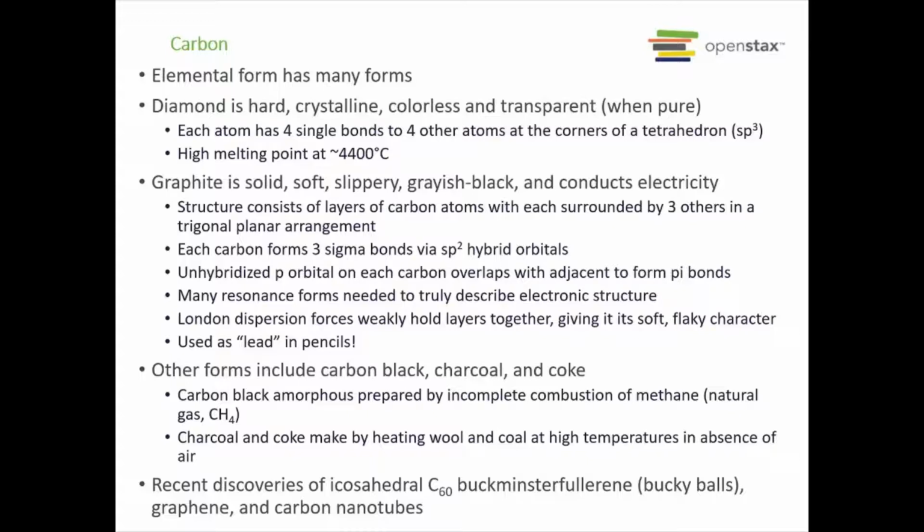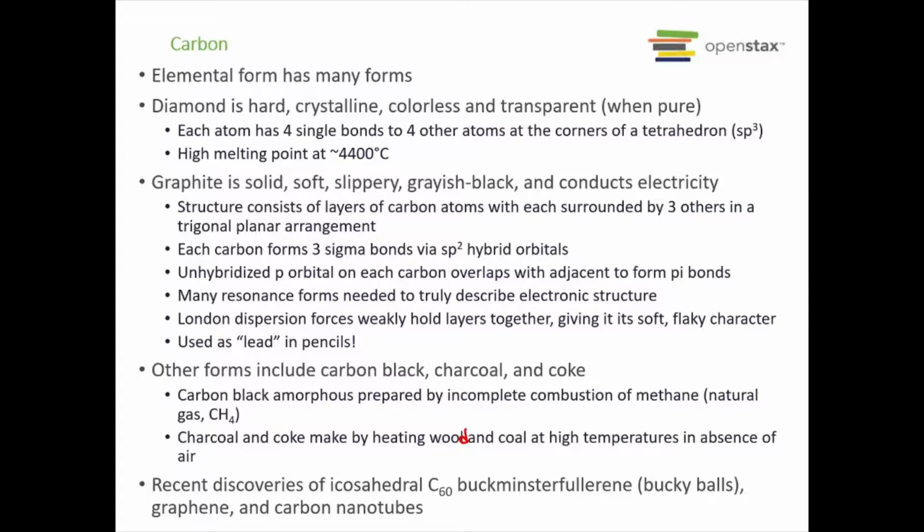Carbon black is amorphous, and we get it from the incomplete combustion of methane, aka natural gas, CH4. Charcoal and coke we can make by heating wood and coal. Wood, not wool. Sorry, we're not shearing sheep here. Wood and coal at high temperatures in the absence of air.